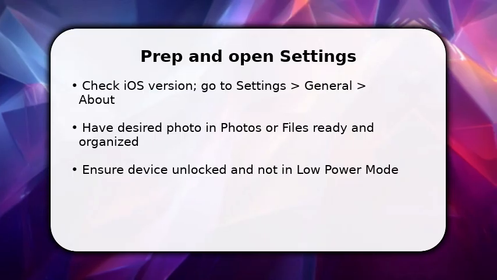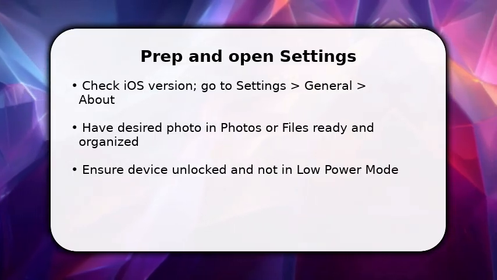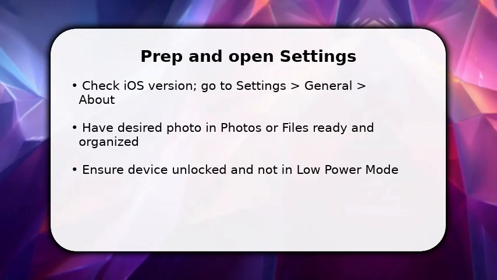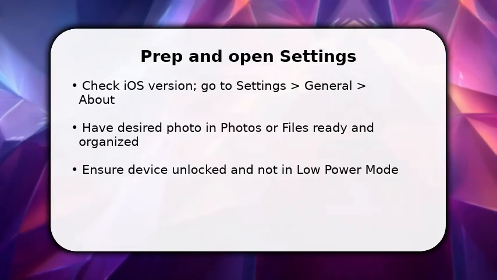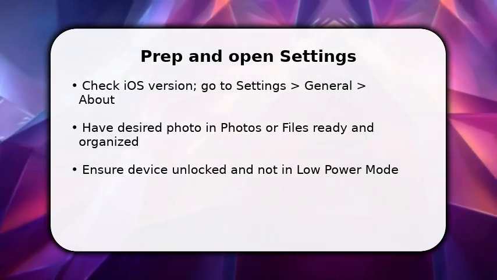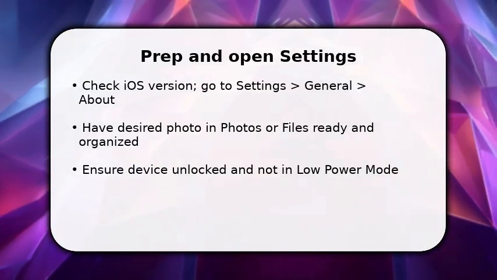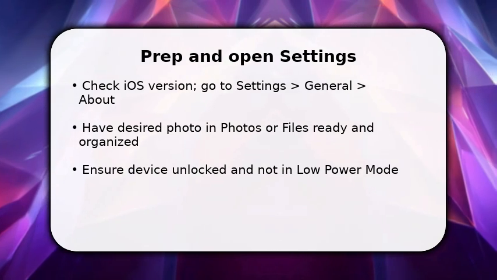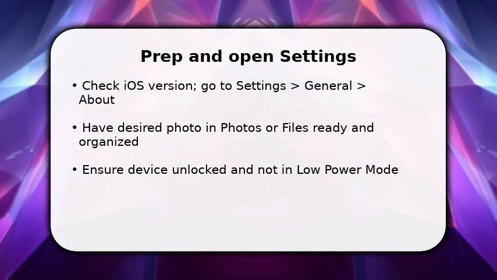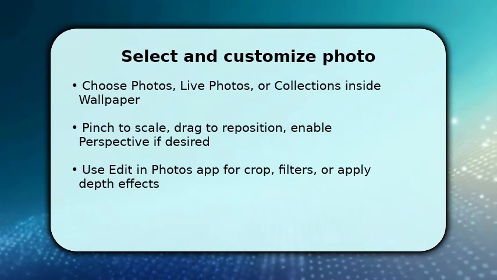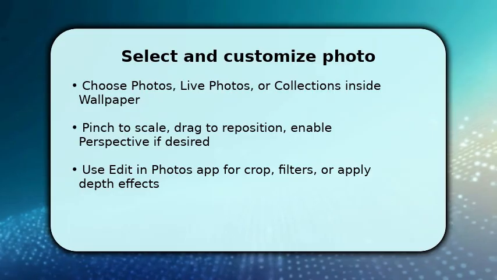Tap Wallpaper to begin. Don't browse camera roll yet. This step centralizes options like dynamic, stills, and live photos. Choosing settings first prevents accidental edits and shows the preview tools you'll use next. Now tap Add New Wallpaper to proceed. Now pick the source, Photos or Live Photos for motion, or Apple's Collections for stylized locks.